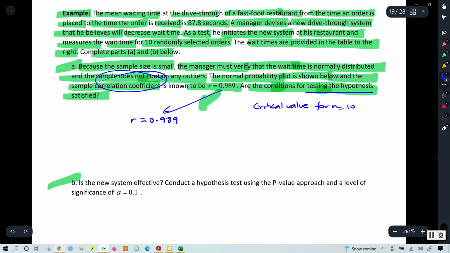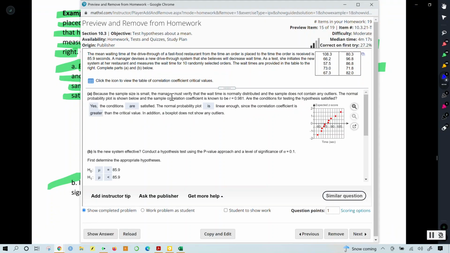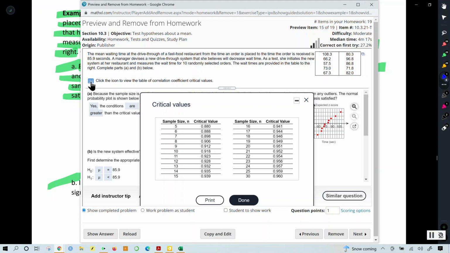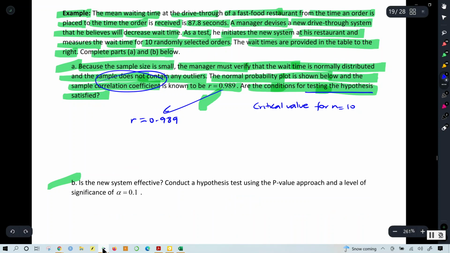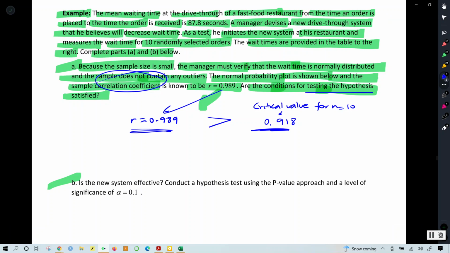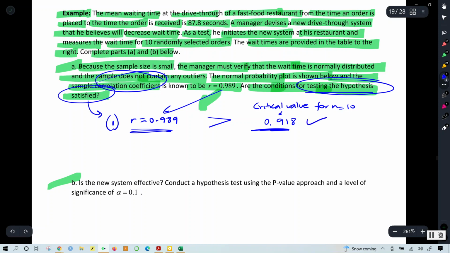Where do I get that value from? Going back, I have a similar question here, and I can click on this icon. When n is equal to 10, the critical value is 0.918, rather. So taking that back here, the critical value is 0.918. Since the correlation coefficient is greater than this value, it tells me that all conditions for testing the hypothesis have been satisfied. So to remind you of that, this condition is met.